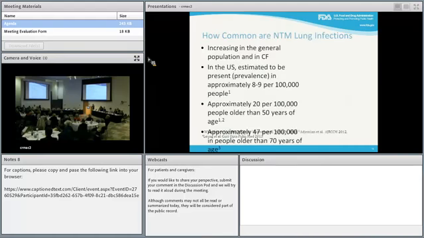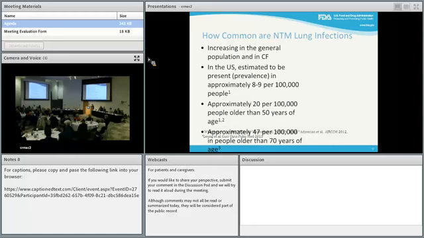How common are these infections in the United States? Generally, NTM lung infection is what we consider an orphan disease, which means it generally affects less than 250,000 people in the United States. But there is a general consensus that the disease is increasing, both in the general population and in patients with cystic fibrosis. The estimates vary depending on where you are geographically, but approximately 8 per 100,000 people are infected.